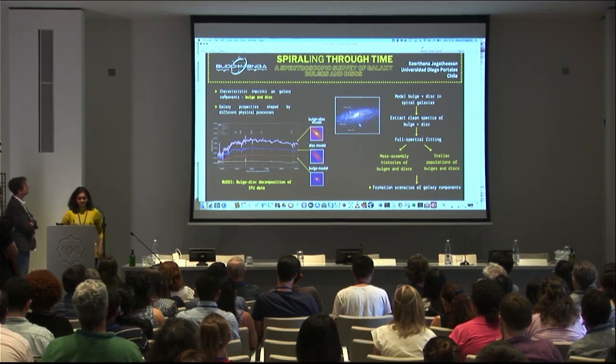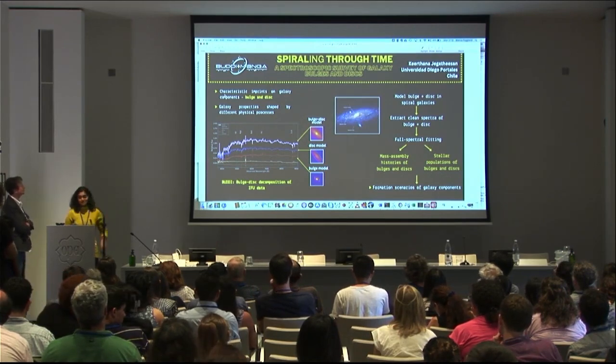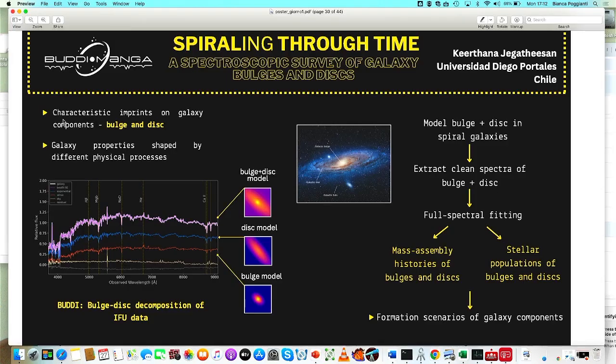So today I'd like to talk to you quickly about a project called Budimanga, a spectroscopic survey of galaxy bulges and disks. Today it's been a recurring theme, so we're well aware that galaxies come in a wide range of physical properties and structures, and these properties are shaped by a similarly wide range of physical processes. This can vary from internal evolution of galaxies through continuous star formation, or through environmental effects that can change and alter a galaxy's structure and morphology.